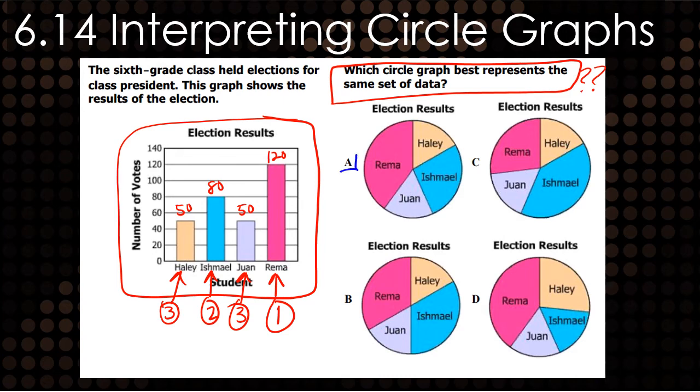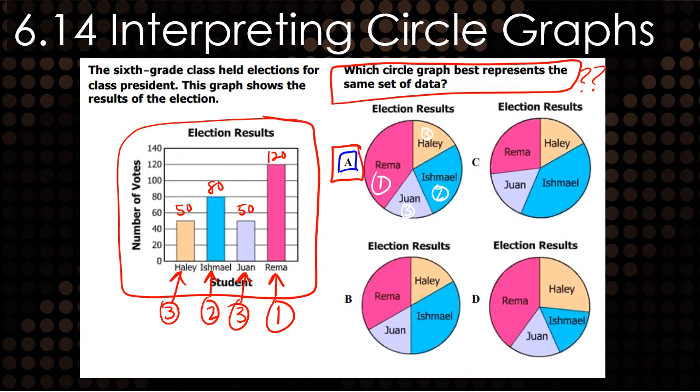So we take a look at graph A. Graph A shows us that yes, Rayma was in first. And then it looks like Ishmael was second. And our friends Haley and Juan, it looks like they have the same amount. So we can see that letter A would be our answer, but let's take a look at the other ones here, just for the sake of this video.